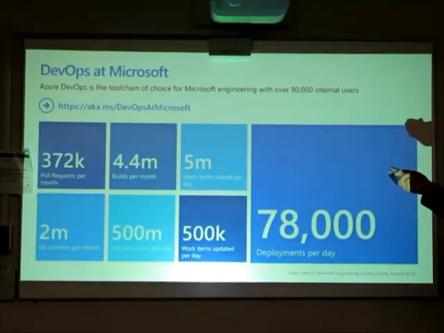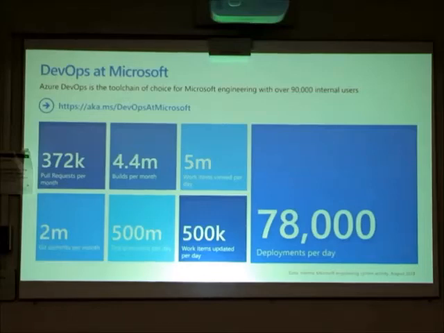372,000 pull requests a month they're doing. 4.4 million builds, 5 million work items viewed, 2 million Git commits a month, 500 million test executions per day, 500,000 work items updated every day, and 78,000 deployments.